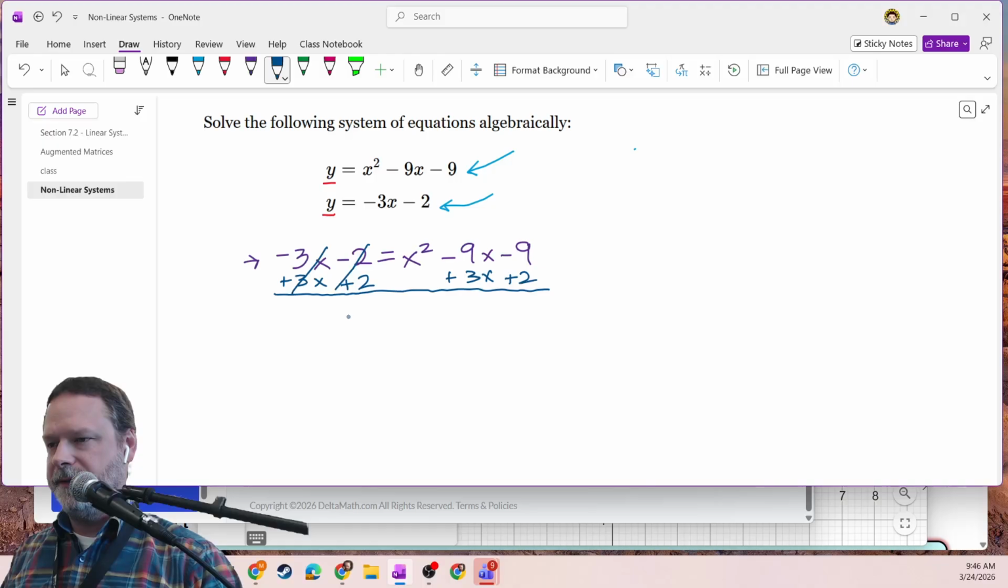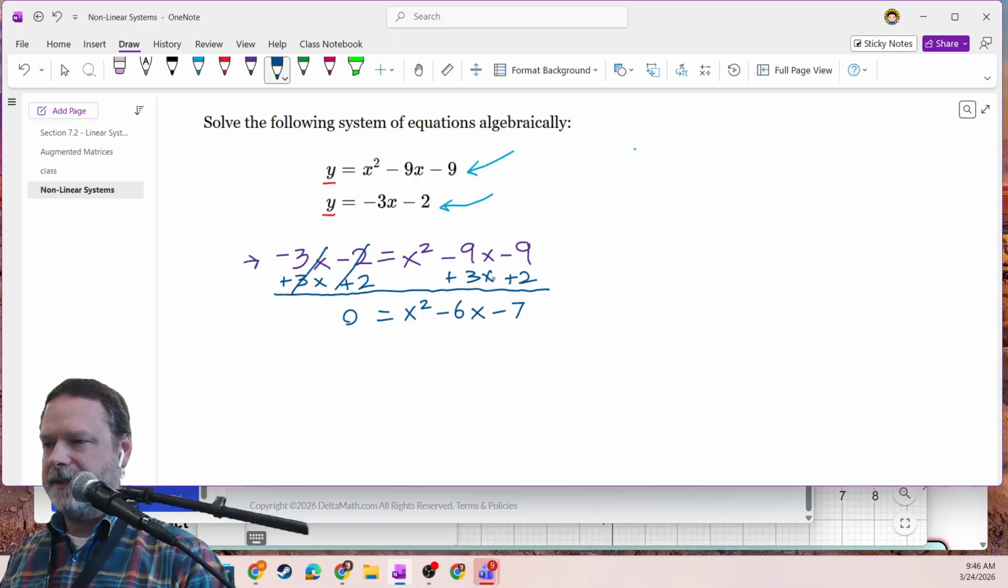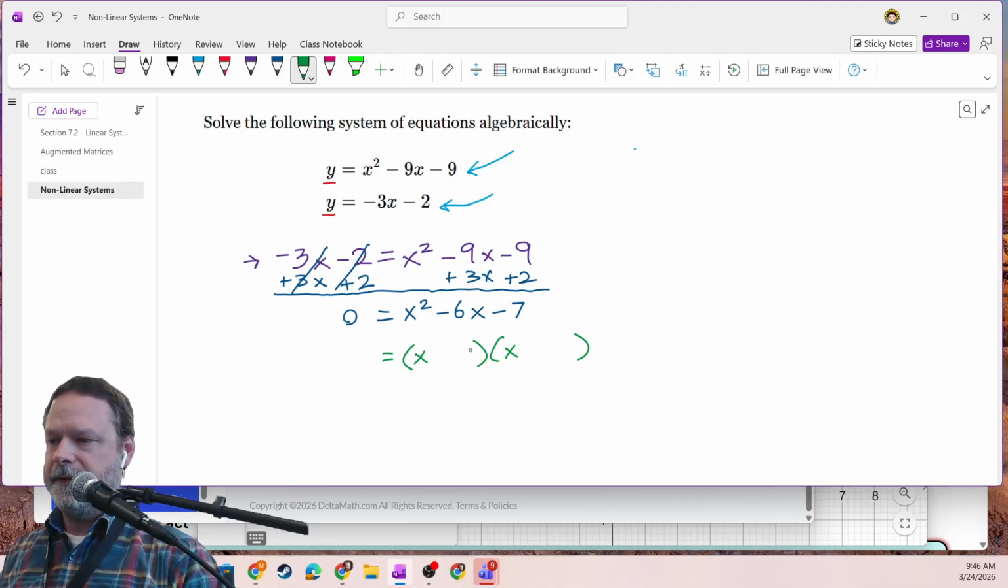That's going to give us 0 on the left. And on the right, we're going to get x squared minus 6x minus 7. That's a super easy equation to factor. We're going to use our normal strategies for factoring. I like guess and check. Multiples of 7. Well, there's only 2 factors of 7, and that's 1 and 7. So we're going to have an x minus 1 and an x minus 7.